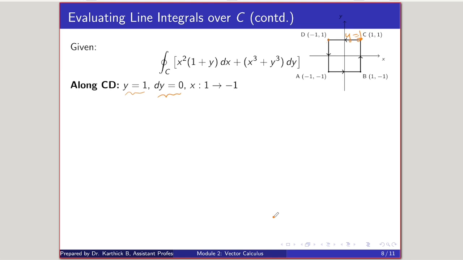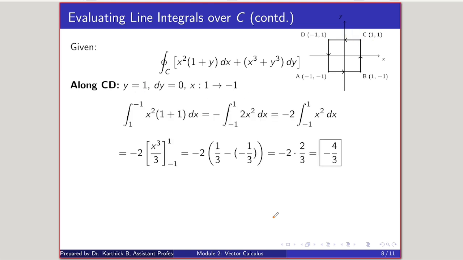Now I have to find the limits for x. x varies from plus 1 to minus 1 because this is the direction. Plus 1 to minus 1. I am going for the evaluation part. I am just substituting all these things in this given equation. dy becomes 0. Now this whole thing becomes 0 and y equal to 1.